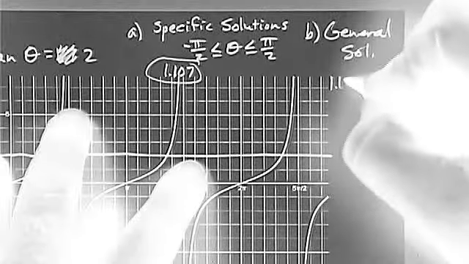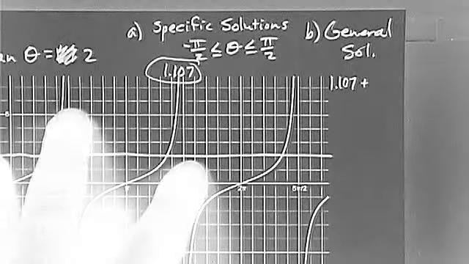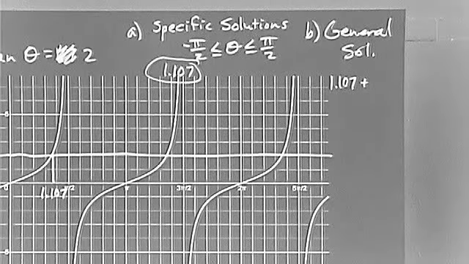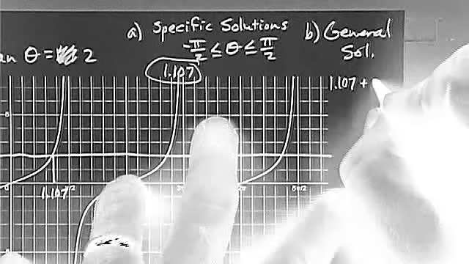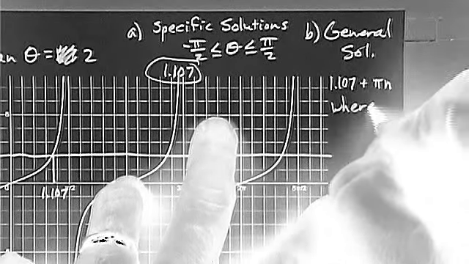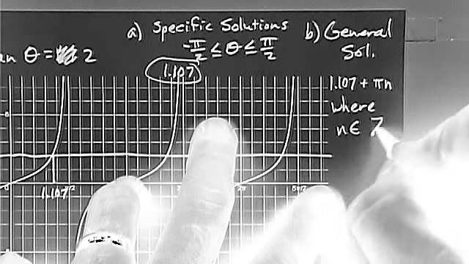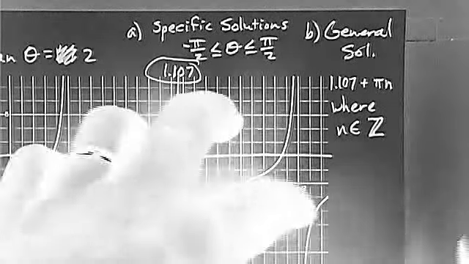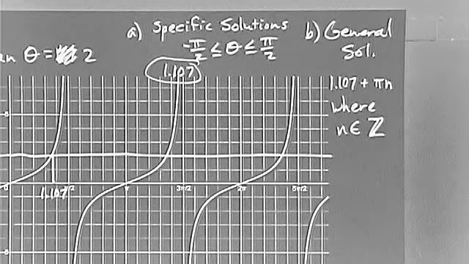Well, it's 1.107 plus, be careful, what is the period of the regular tangent wave? Only 1 pi. So this would be pi n, where n is an element of the integers.